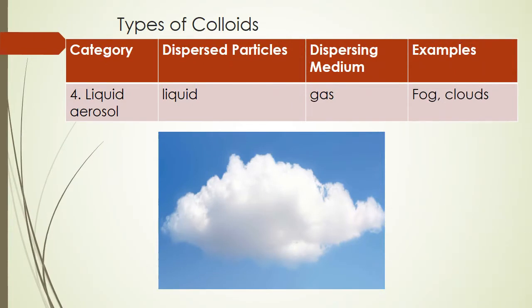Another type of colloid is the liquid aerosol. So within the liquid aerosol, you have their liquid particles that are dispersed or scattered in a gas. Example of that is the fog and clouds. So in the picture, you can see their clouds and there are water droplets, water particles that are scattered all throughout the gas inside the clouds.